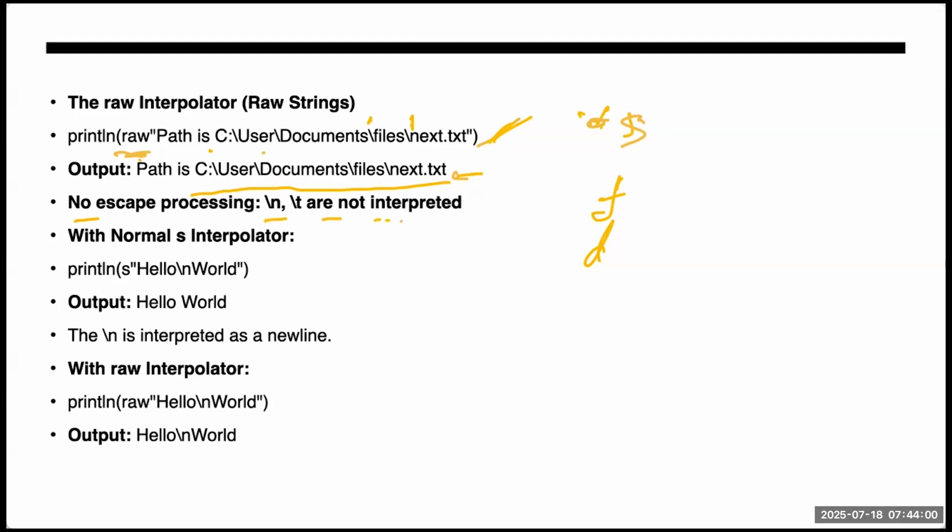See this example with the normal s interpolator. If you try to do this, it will print like this. Okay, this is a new line, as expected. This is the wrong output. This word should have come the other way, like hello and then world. Maybe I have not pasted it in the correct way. So it will come this way, hello and world. And if you try with raw, it will give you it this way. Got it. Yeah.